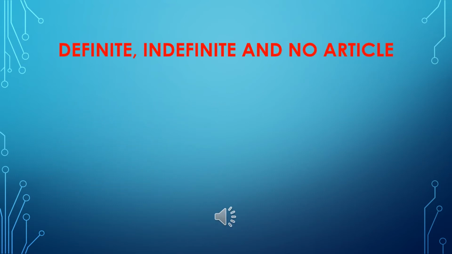Now, after we finish the first part of our lesson about the passive voice, let's move to the second part to review the definite article, indefinite article, and no article. Let's get started.